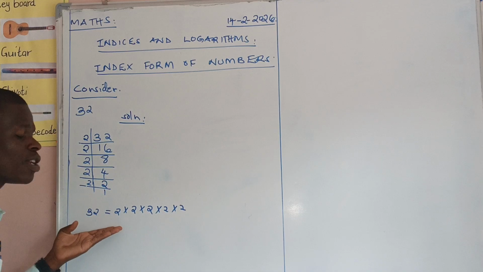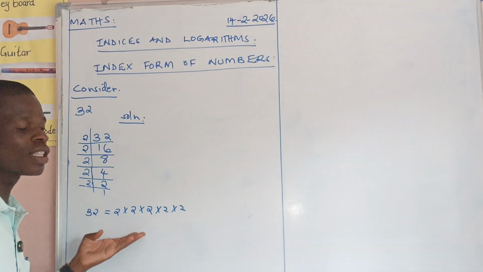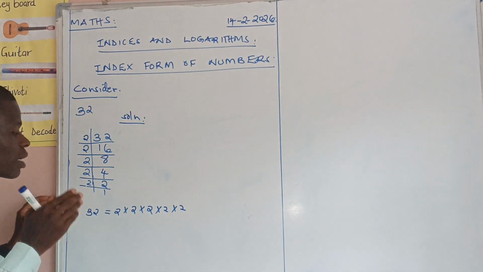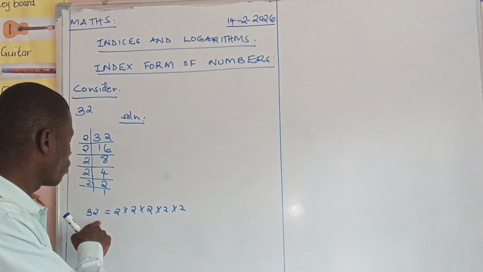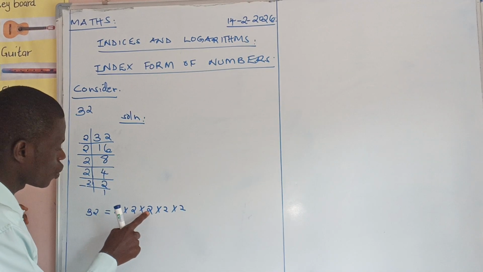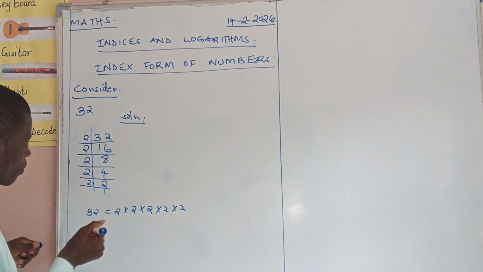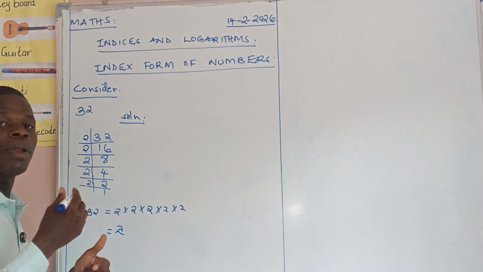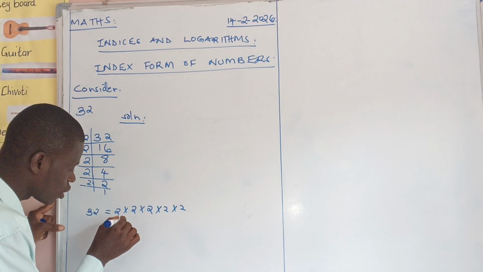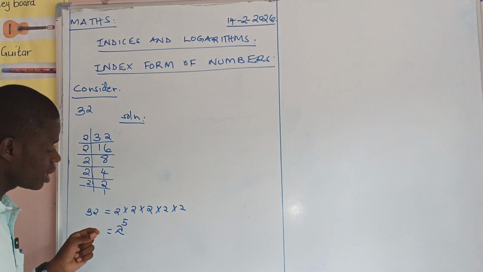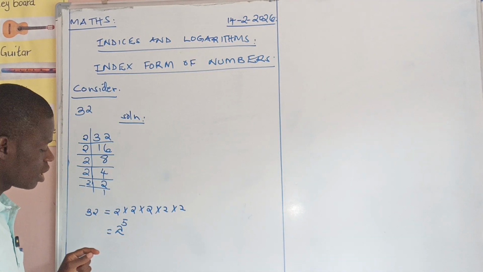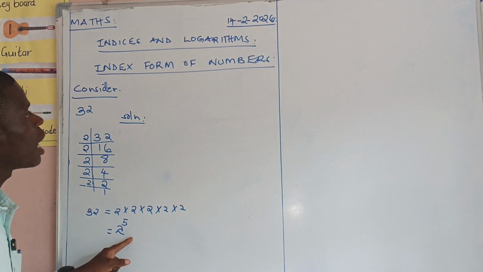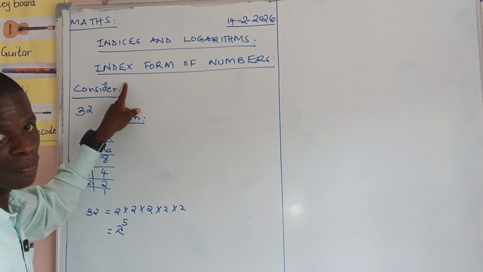Now, we are tired of this repetition. We don't want to do this repetition. What are we going to do? We can count how many 2's we have here, or how many times we are multiplying 2 by itself to give us 32. It is 1, 2, 3, 4, 5. So we can say this is equal to 2, and we are multiplying it 5 times. That 5 we write on top here, and 2 we write down here. So this form is referred to as power form or index form.